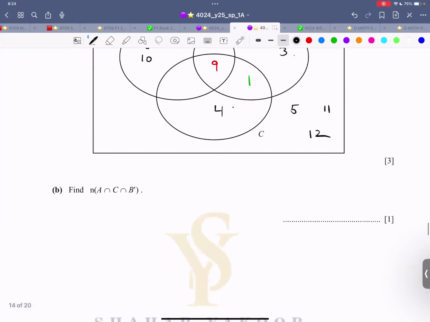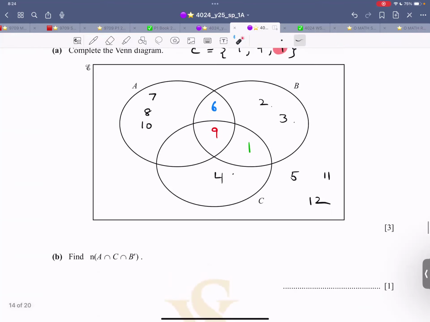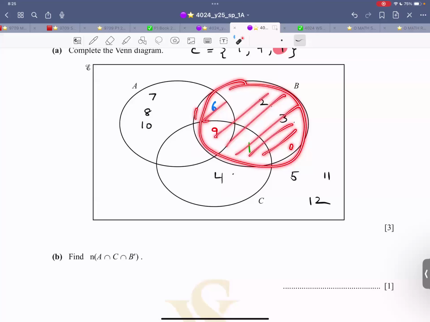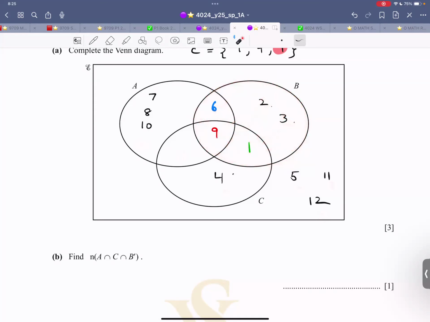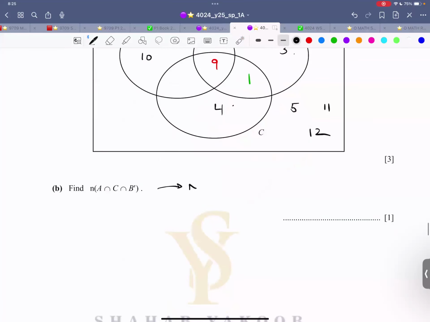Find the number of elements in A intersection C intersection B complement. So B complement is outside of this, and that is this, and this, and this, but it's intersecting with A intersection C. So for A intersection C, there is nothing in common. So there are no elements in this. So we write 0. The number is 0.